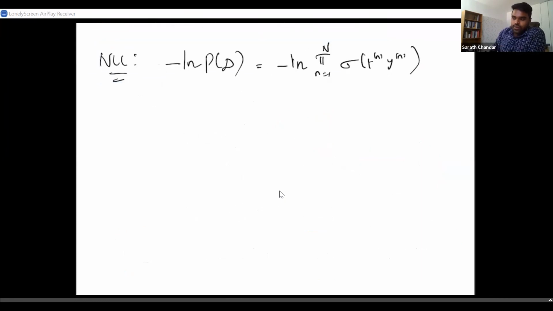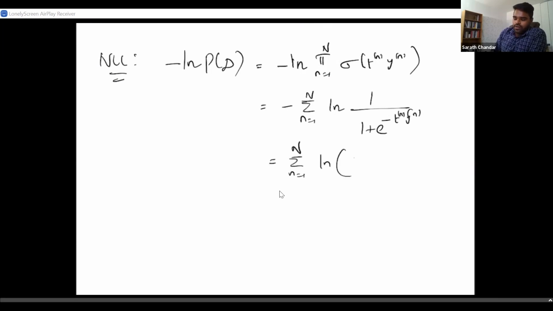Okay, now this is basically minus summation over n is equal to 1 to capital N ln. I'm going to expand sigma, so it becomes 1 by 1 plus e power minus t of n y of n, or in other words, summation over n is equal to 1 to capital N ln 1 plus e power minus t of n y of n. I just bring in the minus.